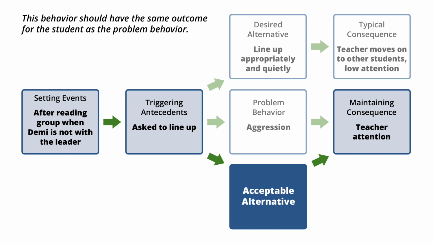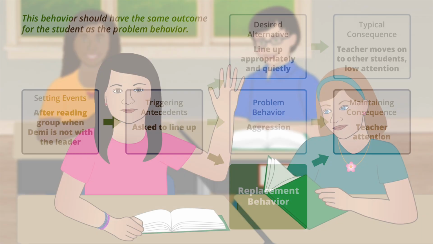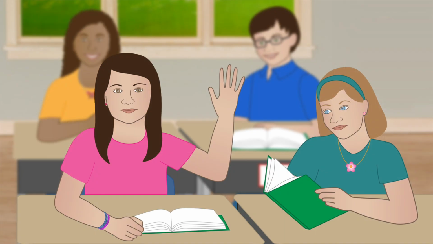Eventually, when the behavior support plan is created, the acceptable alternative will be taught first, and then the desired alternative will be taught. When the student begins to consistently engage in the acceptable alternative, this will serve as a stepping stone to the desired behavior. Demi will first be taught to politely request teacher attention, and then after she is able to do that consistently, the teacher will begin to teach Demi to line up quietly.